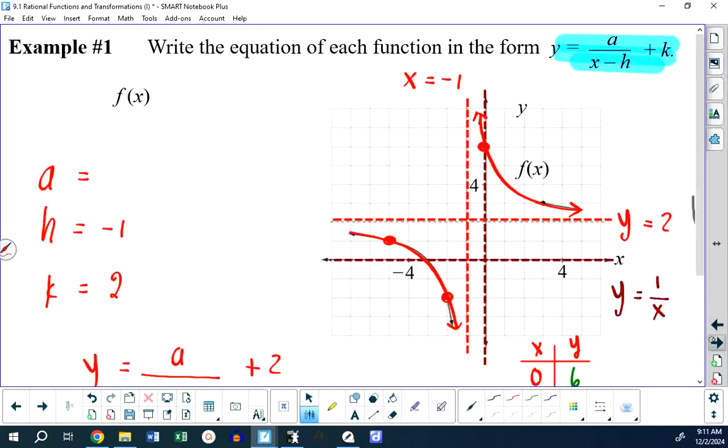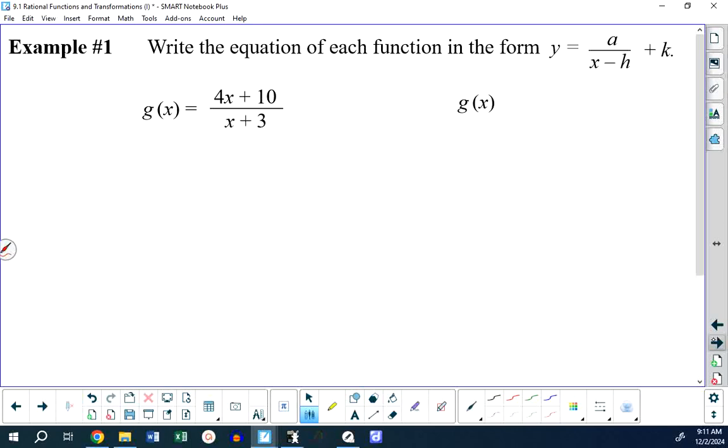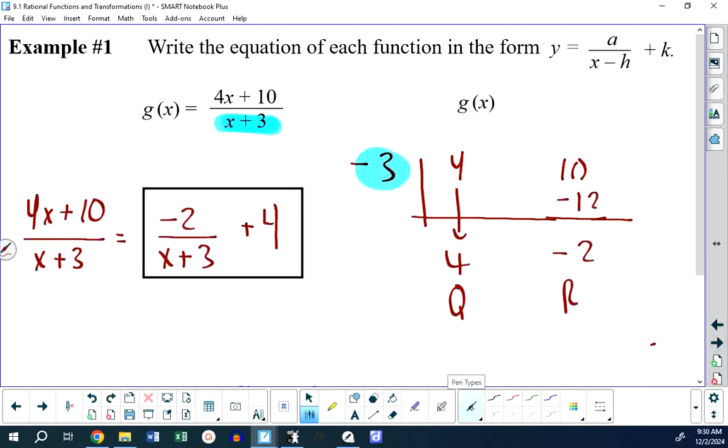And what we have to do for g of x is unwind that somehow. We have to figure out what that would look like if it were in that other form. It's kind of like going from completed square form or vertex form of a parabola to the standard form, or back and forth. And there are different ways to do this, and I've found that the best way at this point for us to do this is to divide 4x plus 10 by x plus 3 with synthetic division.